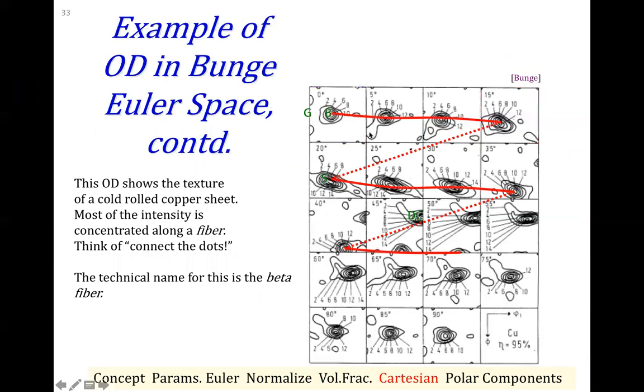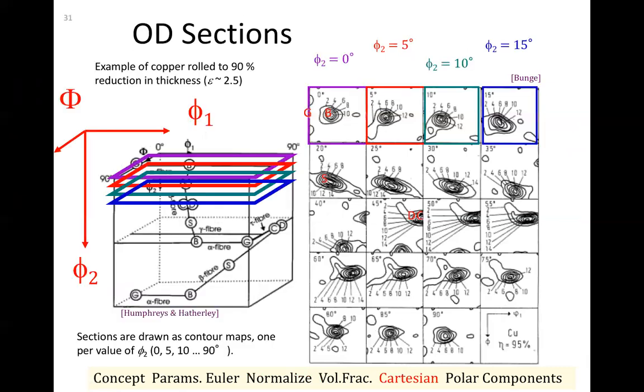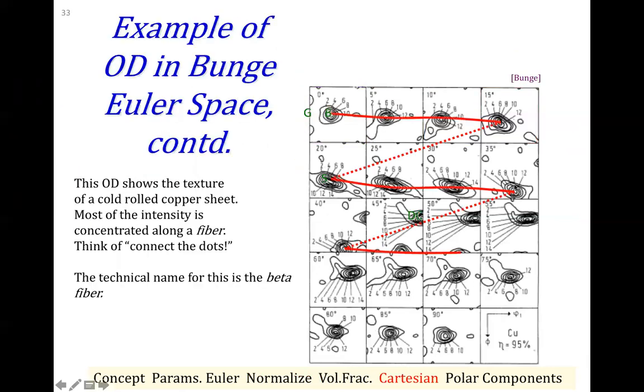these are sections through. So these contours are all connected through by this line. All right, and this is a common texture component that appears in rolling of FCC metals, and it's called the beta fiber. But it's tricky to think about these things in terms of a three-dimensional object, that we have this essentially cylindrical tube of high probability running through the center of our orientation space.